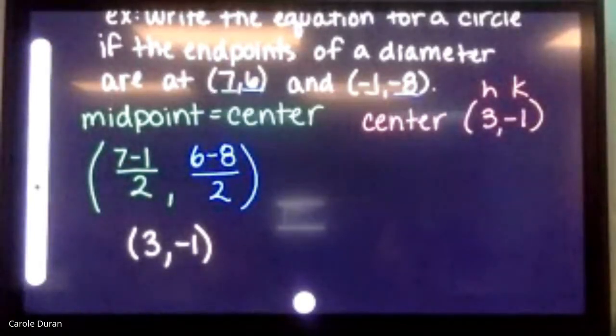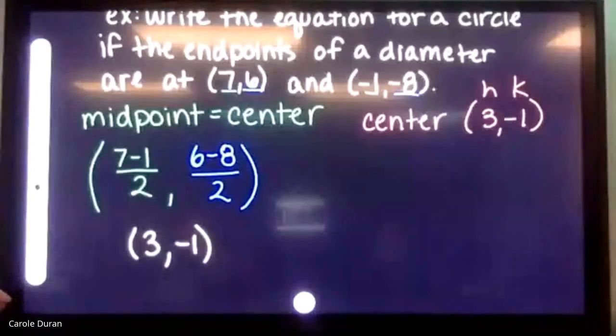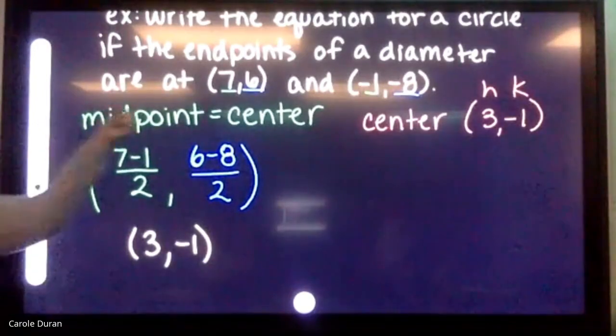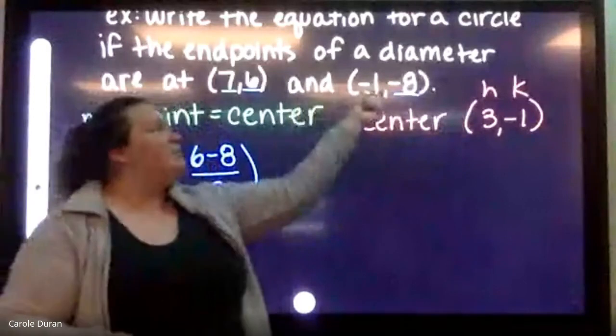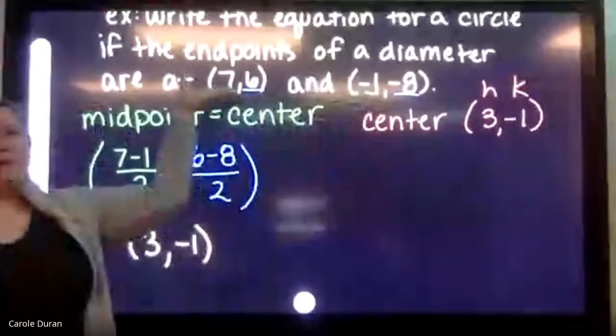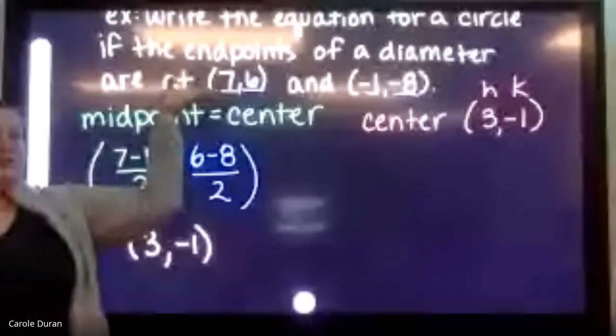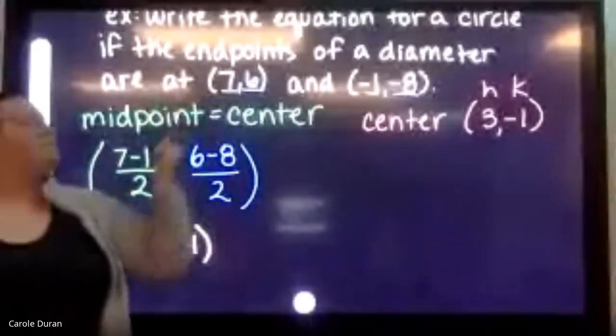So I have the center. What other piece of information do I need to find? The radius. How do I find the radius? Is it going to be any different now that I have a diameter instead of a graph? No. I'm still just finding the distance from one of these diameter points to the center of my circle. So I'm still using that distance formula. I just get to pick which point I want to use. I tend to always go with the one that's positive. It's a lot easier to do subtraction with positives than with negatives.